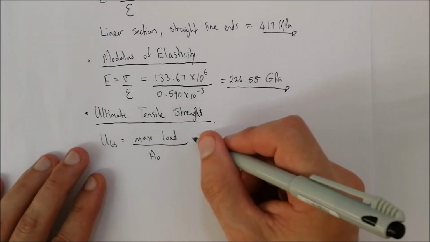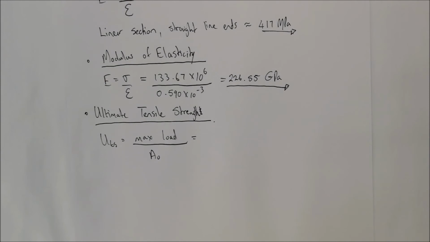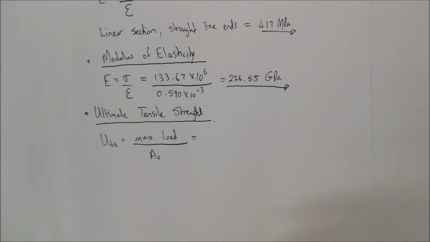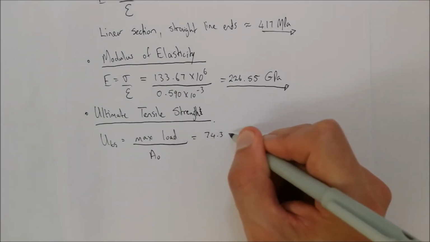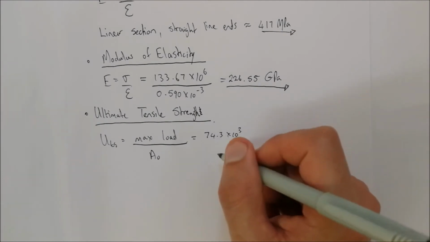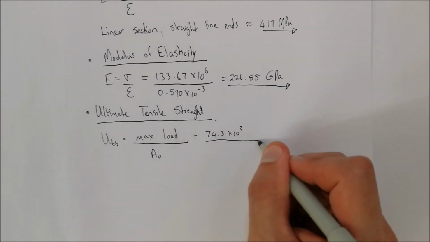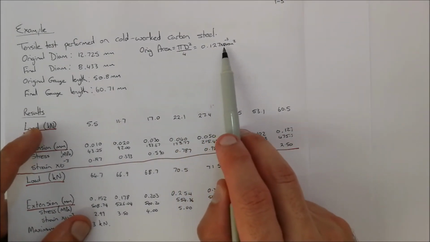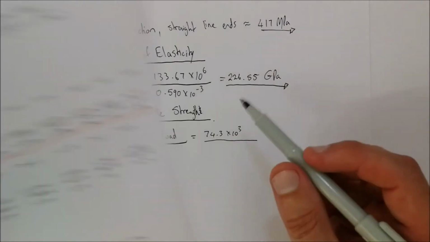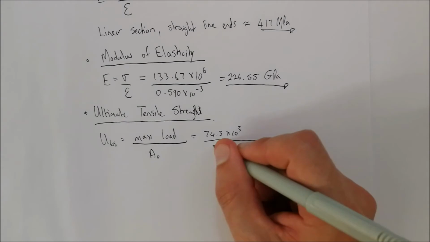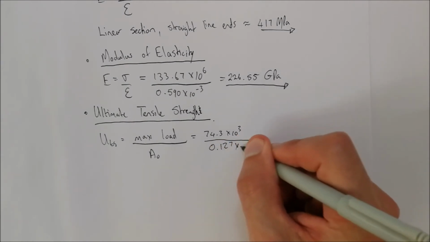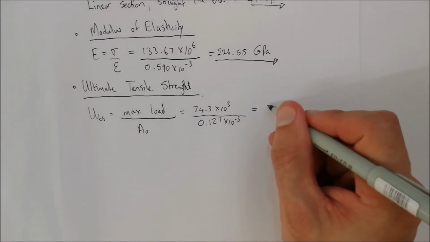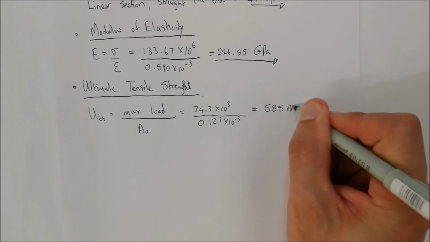Okay, so max load, if you recall correctly, we had been told over here that's 74.3 kilonewtons, so we're going to be making use of that. So that's 74.3 times 10 to the 3, and we're going to divide that by the cross-sectional area. Now remember, we did a calculation, the original area is 0.127 times 10 to the minus 3 square meters. Do that calculation and we get an answer of 585 megapascal.